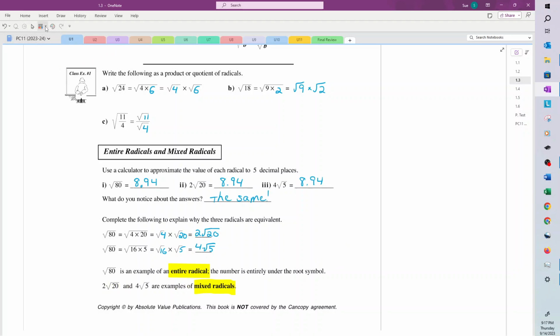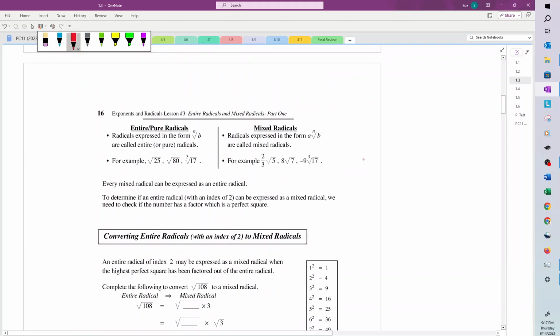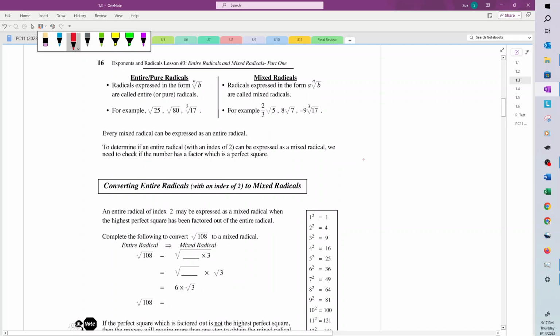All right. Okay, let's go to the next page. And there's some definitions for you. Pure or entire radical, like I said, the whole number is underneath the radical sign. It can have any index. And a mixed radical's got some in, some out.